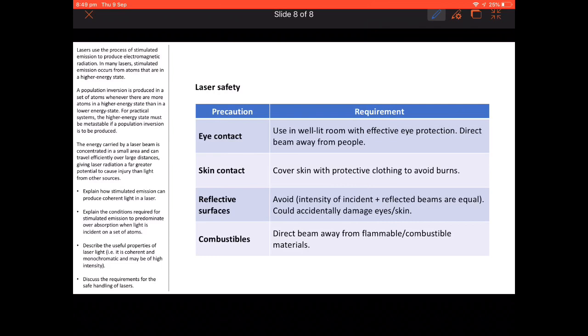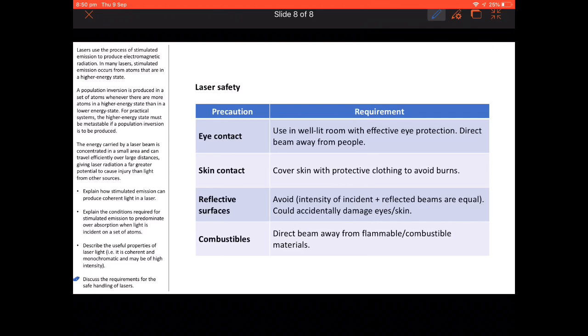And lastly, in terms of laser safety, so the safe handling of lasers, some precautions that you would need to be aware of are avoiding eye contact with lasers. To mitigate this, it's best to use lasers in a well-lit room with effective eye protection, and to direct laser beams away from people so that you're reducing the likelihood of accidentally getting someone in the eyes with the beam.